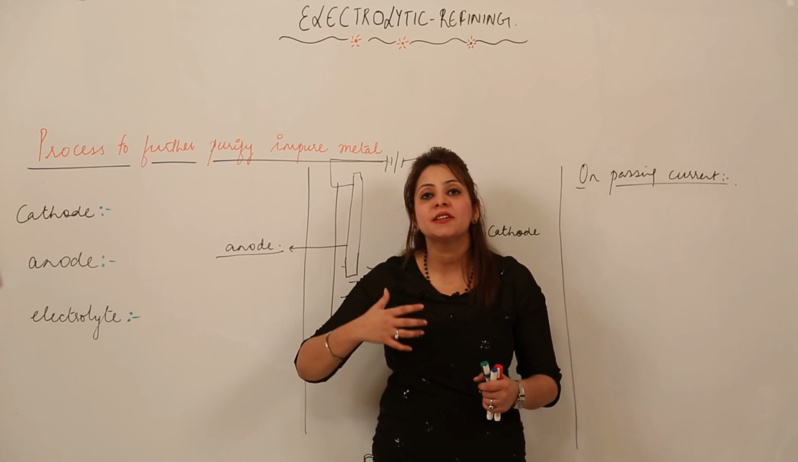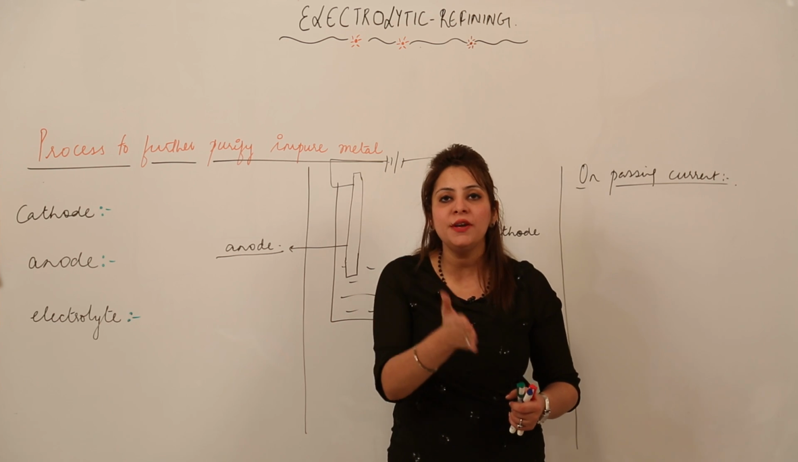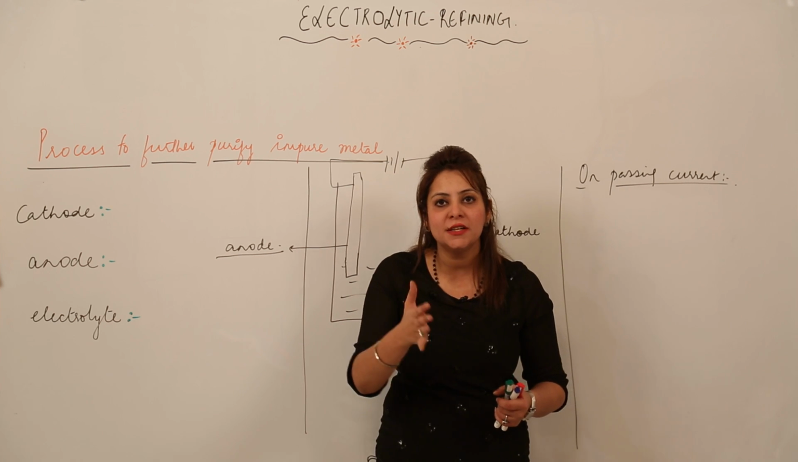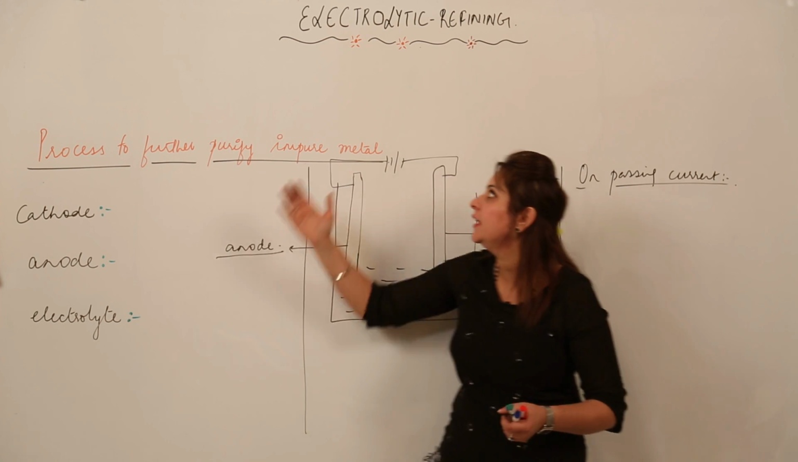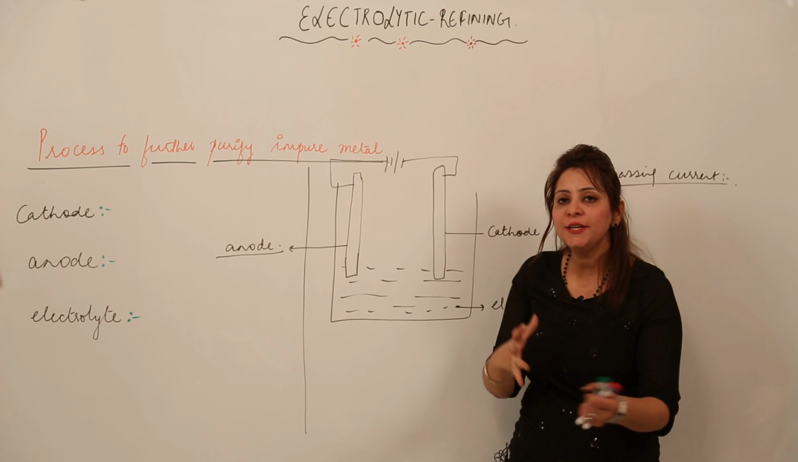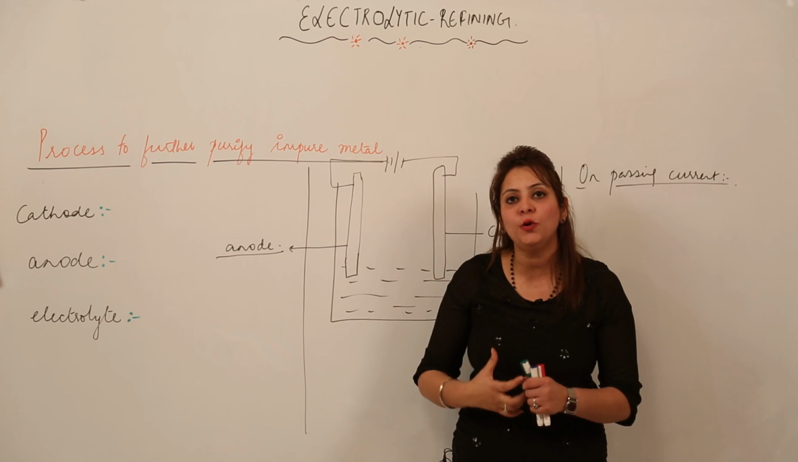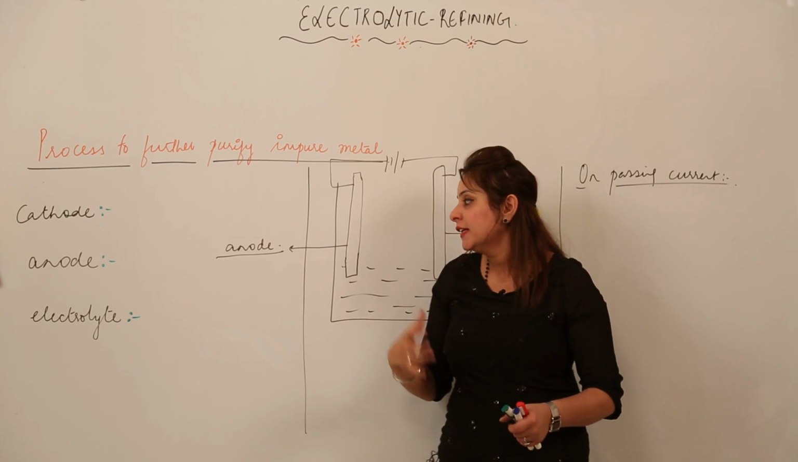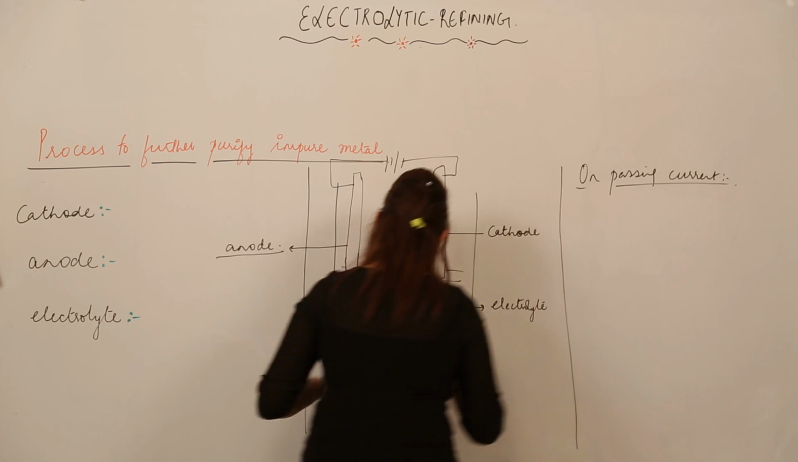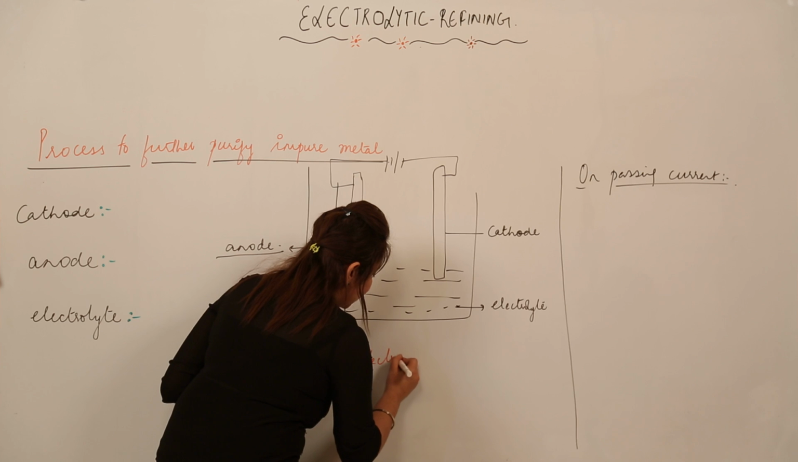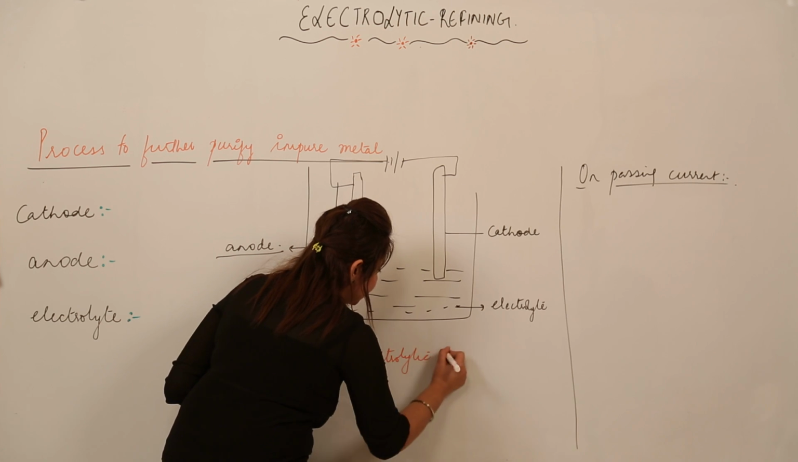That means it is a process in which we purify the impure metal into a pure form by using the process of electrolysis, that is electrolytic refining. So what kind of apparatus, what kind of anode, cathode, and electrolyte are we going to take? So just look at the board. Again here is an electrolytic cell, as you know that electrolysis is always carried out in an electrolytic cell.